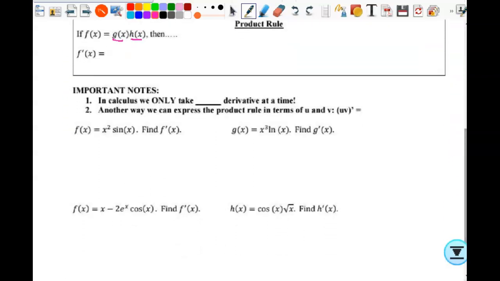So your product rule looks like this. We talk about these as: this is the first function, this is the second one. So we take the derivative of the first, g prime of x, times the second, h of x, plus the first, which is g of x, times the derivative of the second, h prime of x. And we're going to do this so much, you're going to know that pattern just fine. The derivative of the first times the second, plus the first times the derivative of the second. Works every time.